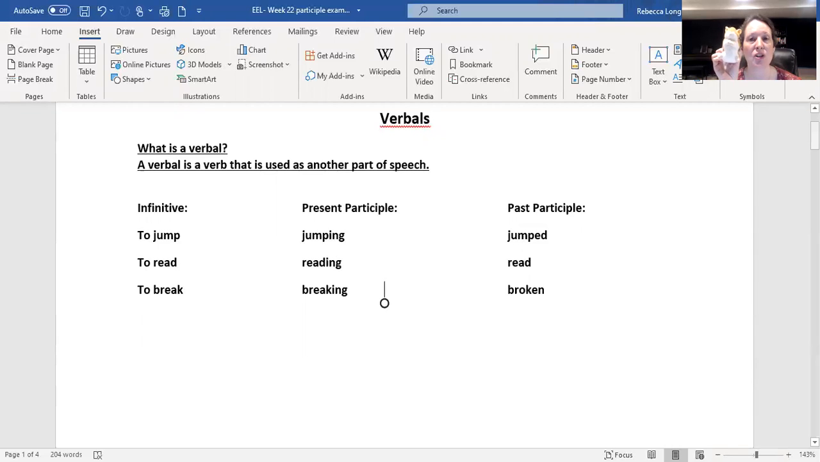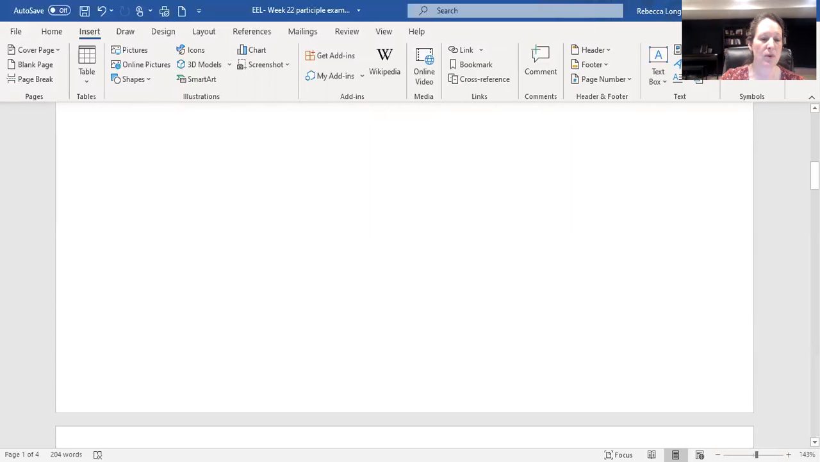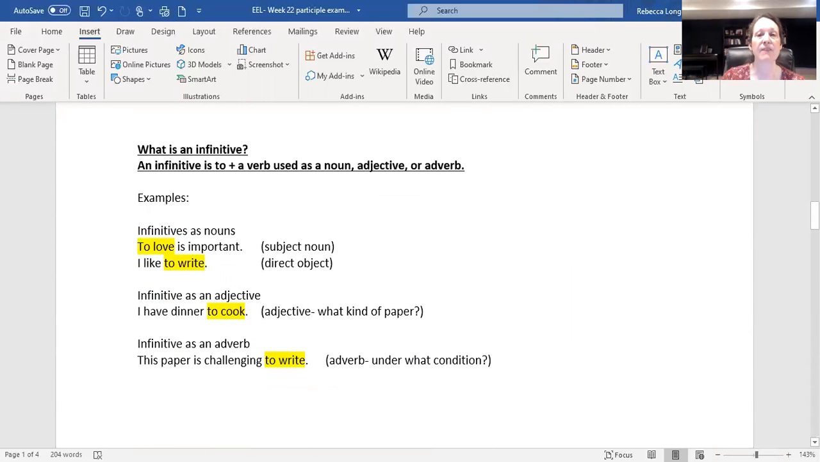It's a verbal, it's doing a different job. And Verbal the Gerbil likes to dress up. He has three costumes. He has a costume called an infinitive, a participle, or a gerund. And we're going to talk about each one of those. So first, we're going to review from week 21 when we talked about an infinitive.